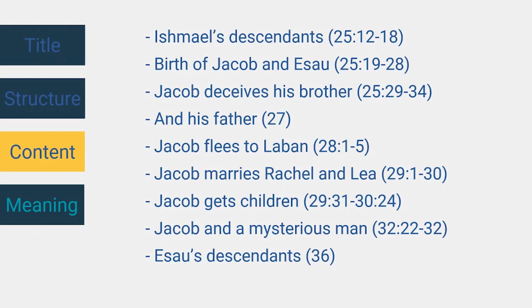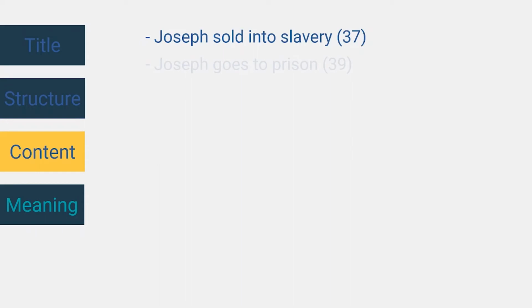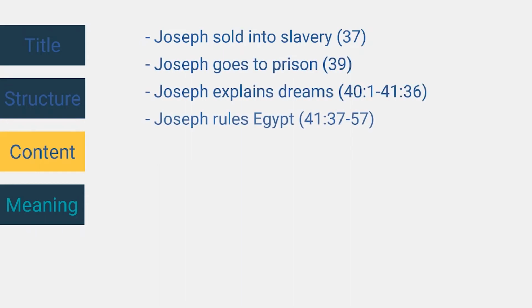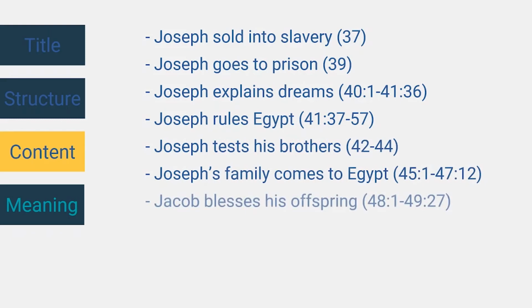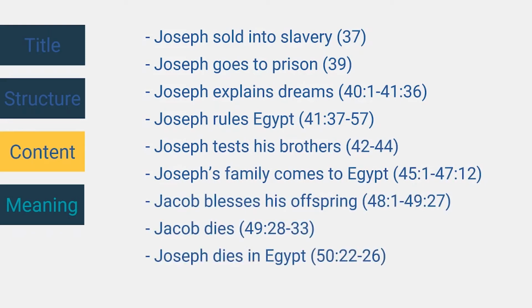On his way back to the land of Canaan, he meets a mysterious man and wrestles with him as he tries to cross the Jabbok River. Then, after a brief overview of Esau's offspring, the story focuses on Joseph, Jacob's favorite son. Joseph's jealous brothers sell him into slavery, after which he ends up in Egypt. In Egypt, Joseph first rises through the ranks, but after a false accusation he ends up in prison. However, God has given him the gift of understanding dreams, which ultimately leads to his rise to become the second most powerful person in the whole country.